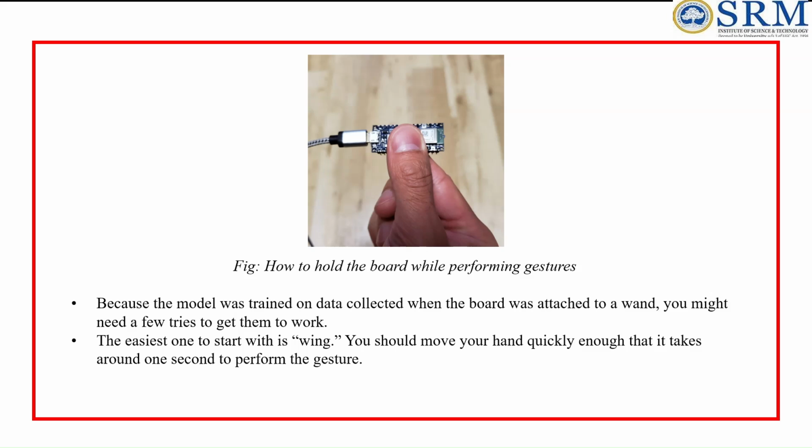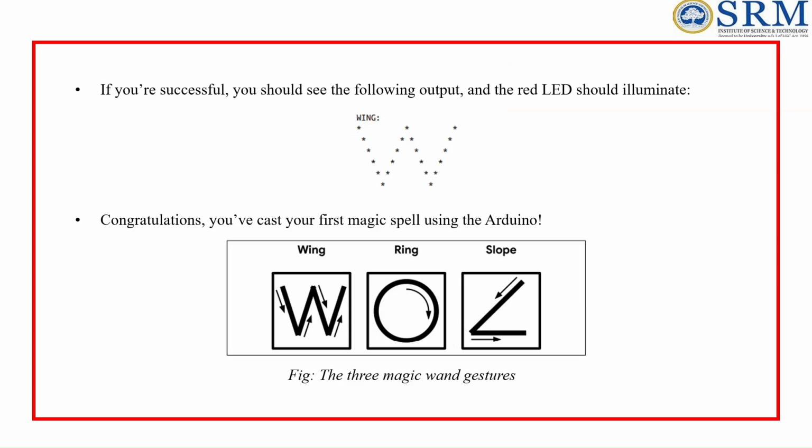The easiest one to start with is wing. Swing your hand quickly, taking about 1 second to complete the motion. If successful, you will see the red LED illuminate and the output in the serial monitor. Congratulations, you have just cast your first digital spell with the Magic Wand.